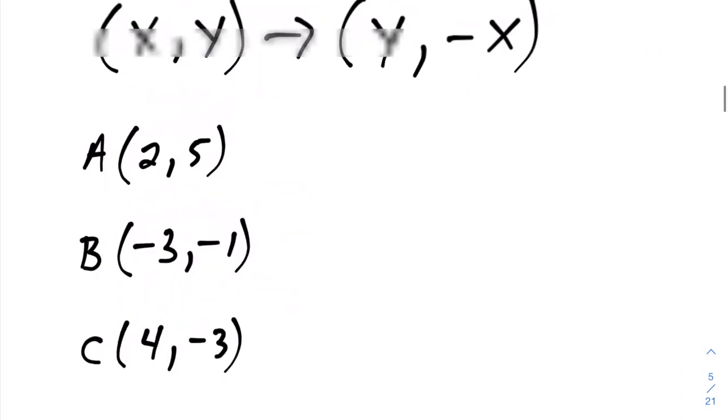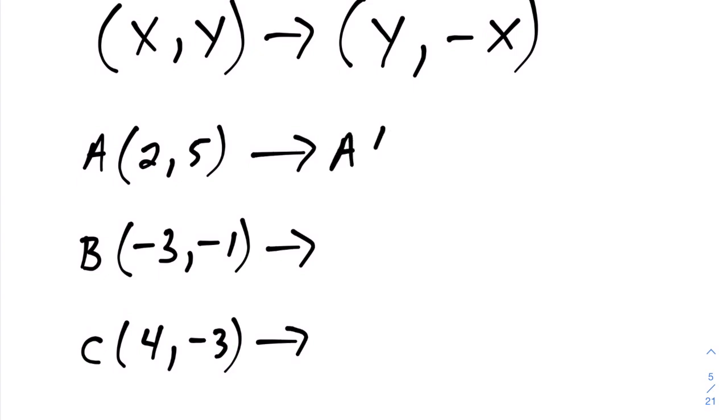I am now going to perform the transformation. So I am going to get A prime, B prime, and C prime. What I'm going to do is try to develop a pattern for myself. I noticed that in the rule, the y coordinate goes to the front and it stays the same. So I'm going to do that all the way down.